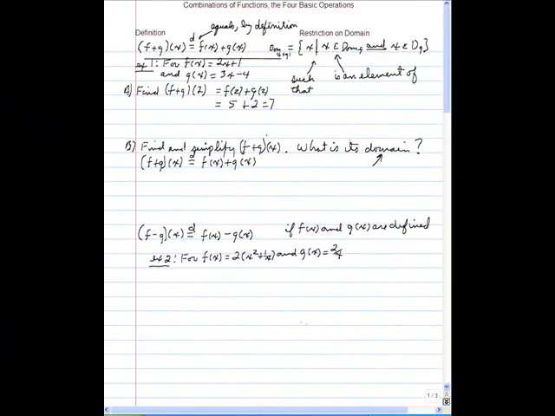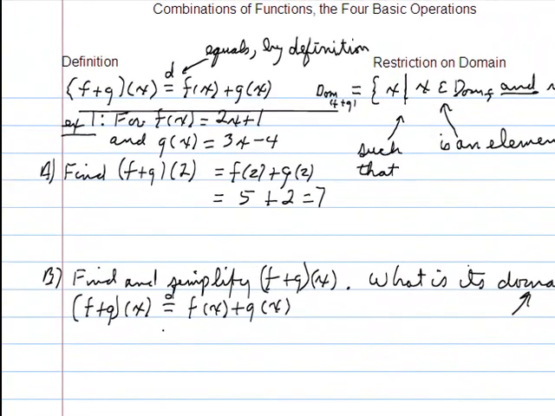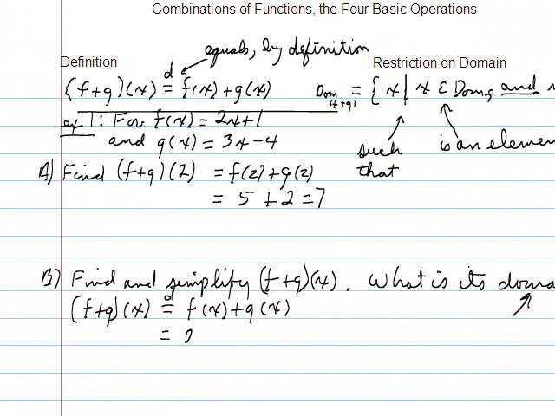Let's take a look at a little bit more generalized example. This next one says find and simplify (f + g)(x). What is its domain? Well, again, according to the definition, (f + g)(x) means f(x) + g(x). So this time I'll sub in the whole f(x), 2x + 1, plus, and I'll put in the whole g(x), 3x - 4, so we end up with 5x - 3.